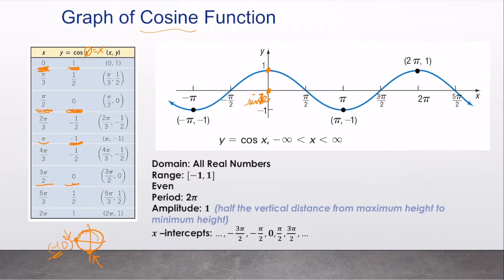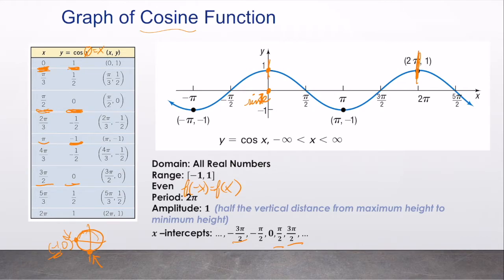So its domain is all real numbers. It is an even function, so f of -x equals f of x. Yes, that's exciting, Bobby. Its period is 2 pi, so it repeats itself every 2 pi. It has an amplitude of 1, just like sine, but its x-intercepts are going to be all odd integer multiples of pi over 2.